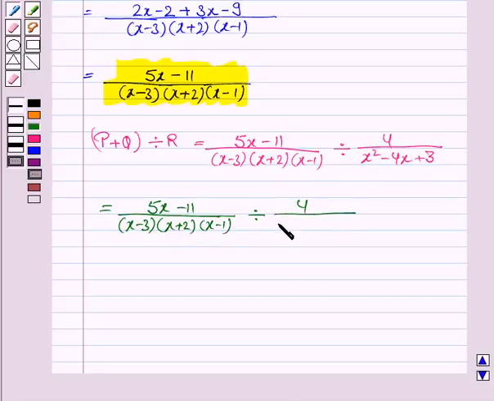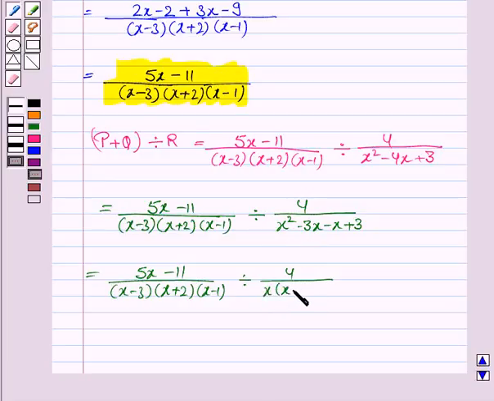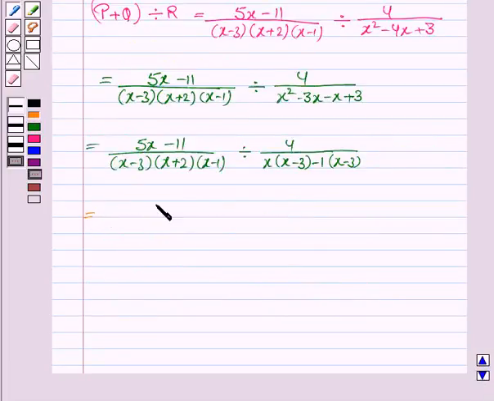Now we factorize the denominator. So we have x square minus 3x minus x plus 3. So this is again equal to 5x minus 11 upon x minus 3 into x plus 2 into x minus 1 divided by 4 upon, taking x common from the first two terms, we have x into x minus 3. Taking minus 1 common from the last two terms, we have x minus 1 into x minus 3. This is again equal to 5x minus 11 upon x minus 3 into x plus 2 into x minus 1 divided by 4 upon, taking x minus 3 common, we have x minus 3 into x minus 1.